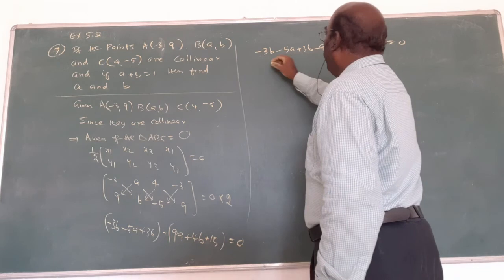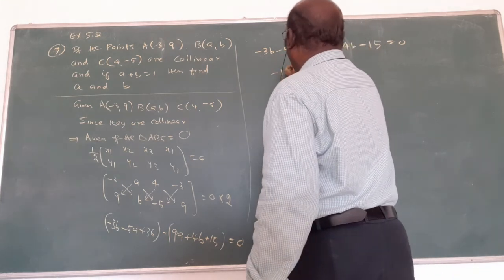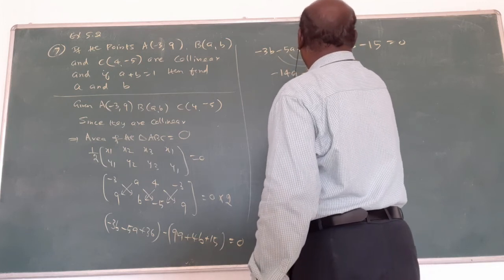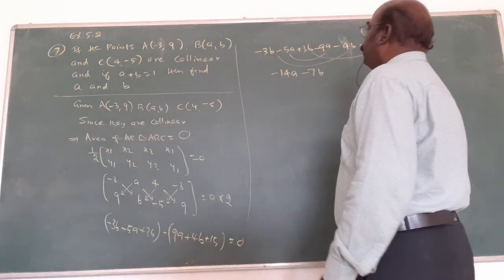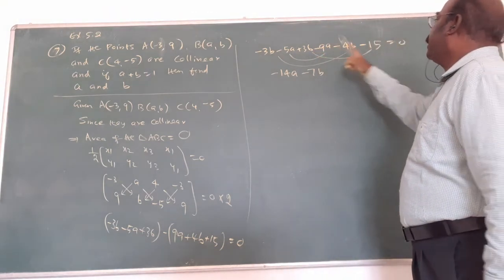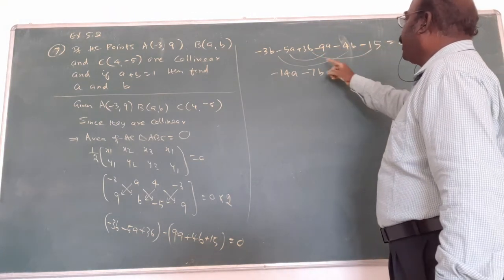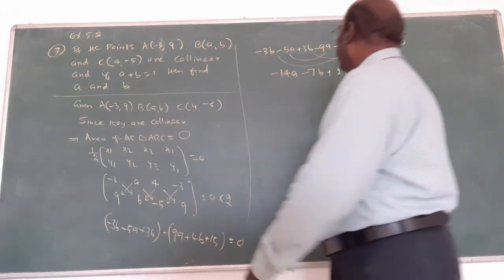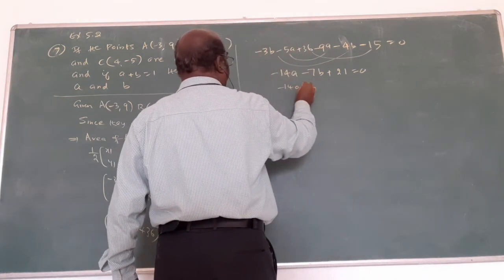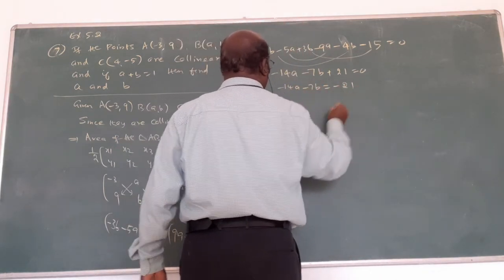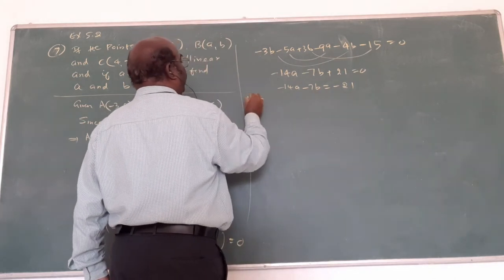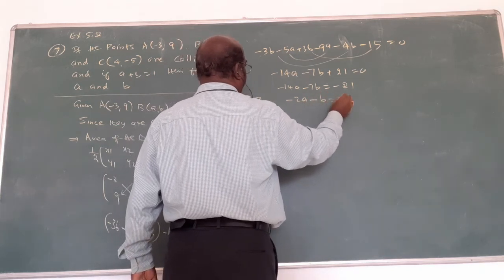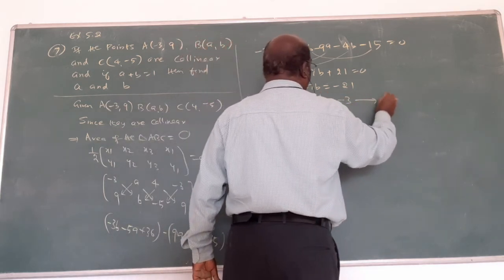Am I right? Now, A with A, minus 14a, B with B, minus 7b, number with number, 36 minus 15, what is the answer? Plus 21. Again, minus 14a, minus 7b, plus 21. All the numbers are divided by 7. Minus 2a, minus b, plus 3 equals 0. This is the first equation.